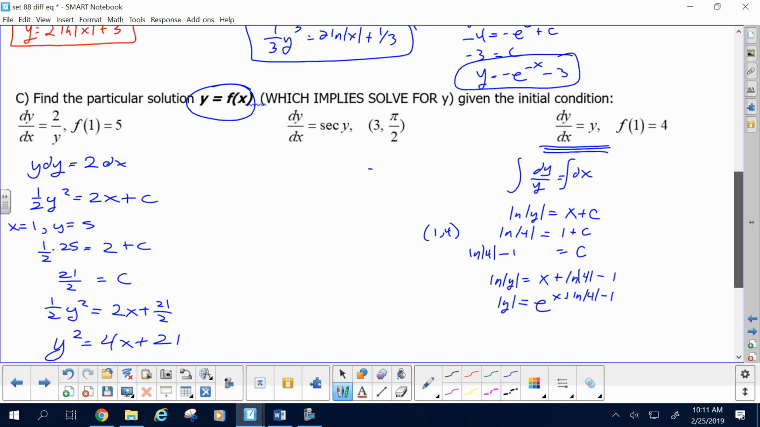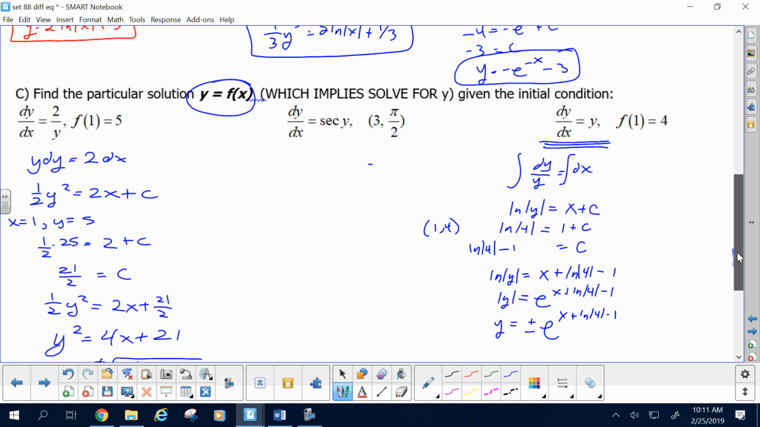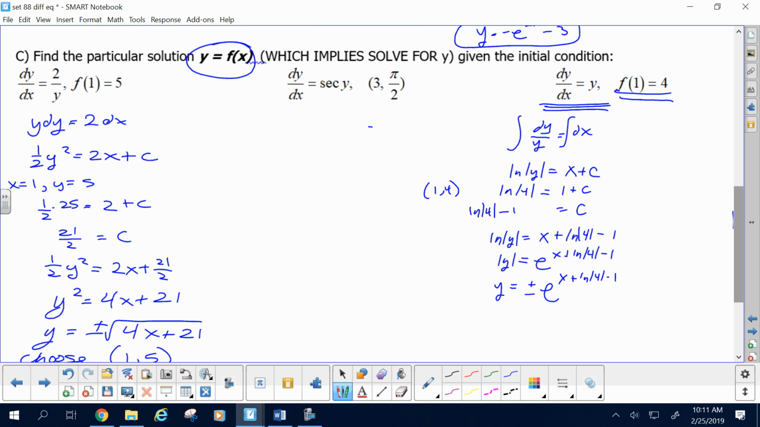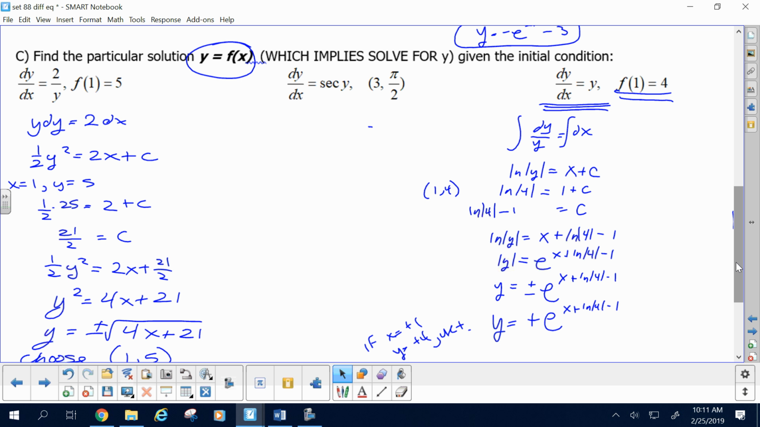And then with the absolute value of y was this, y could have been positive or negative e to the x plus log of absolute value of 4 minus 1. And based on the initial condition, when x is 1, y is 4, it must have been the case that y is positive. If when x is positive 1, y is positive 4, we choose positive. Okay? And that's the idea of the day. Are you with me?